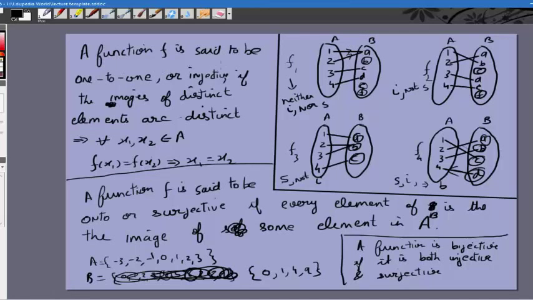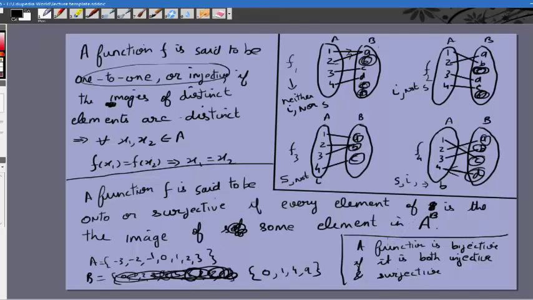Now, if every element of the range, every element of the set B is the image of some element of set A, there are no elements left over. See, these are the leftover elements. In these two cases, there are no elements left over. If there are no elements left over, it is surjective. And finally, if it is both injective and surjective, or if it is both one-to-one and onto, then it is referred to as bijective. Right.